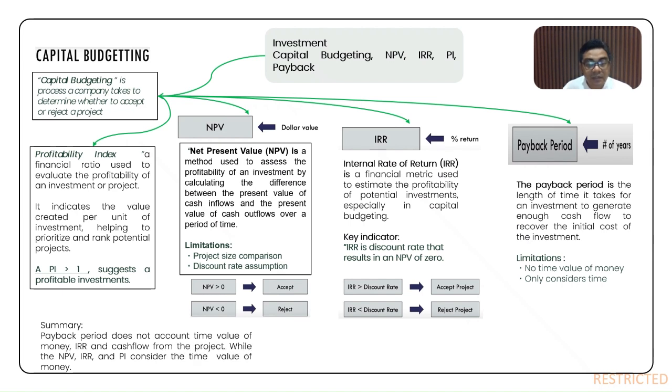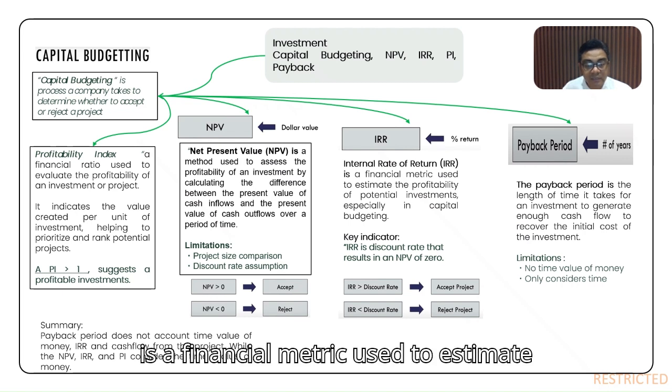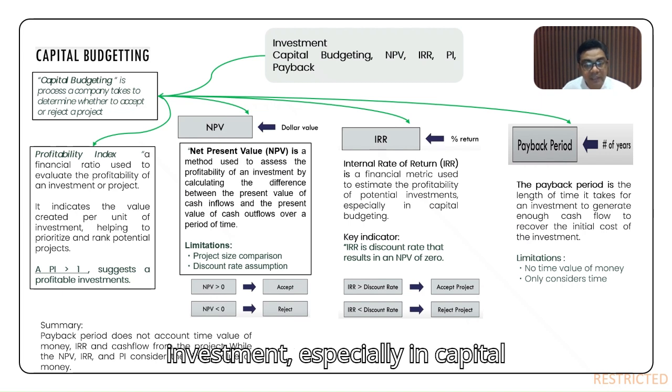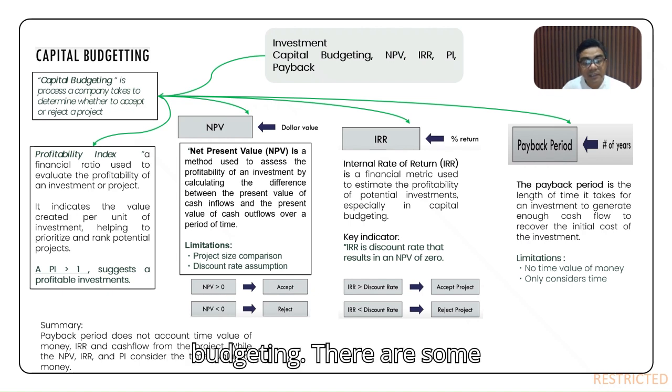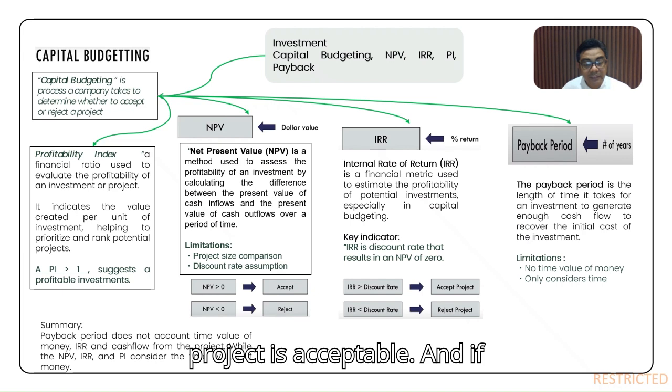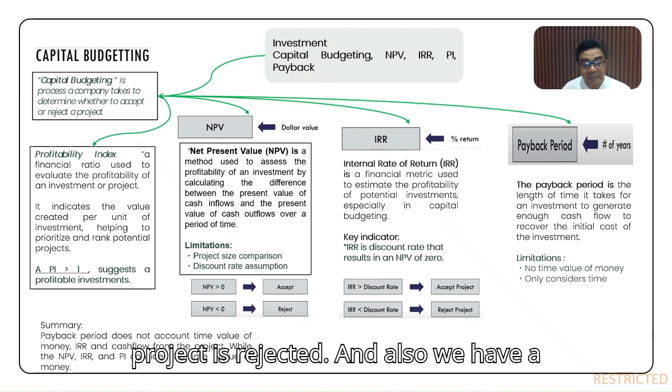And also we have IRR, internal rate of return, a financial metric used to estimate the profitability of potential investments, especially in capital budgeting. There are some indicators. IRR is the discount rate that results in an NPV of 0. If IRR is greater than the discount rate, the project is acceptable. And if IRR is less than the discount rate, the project is rejected.